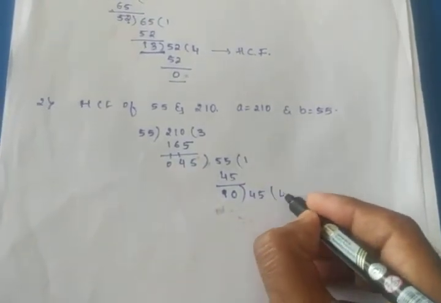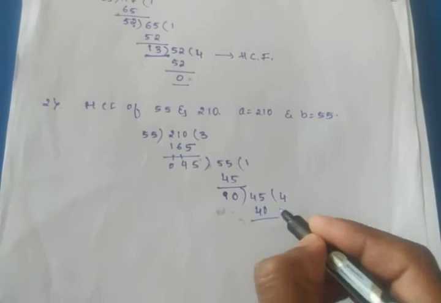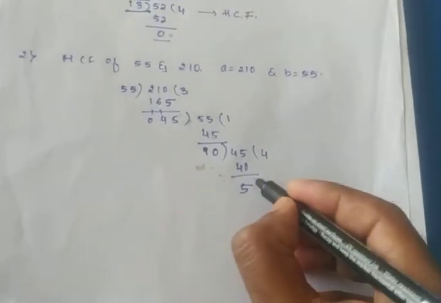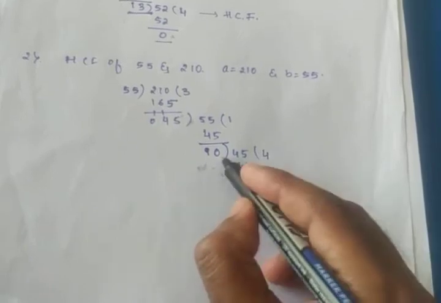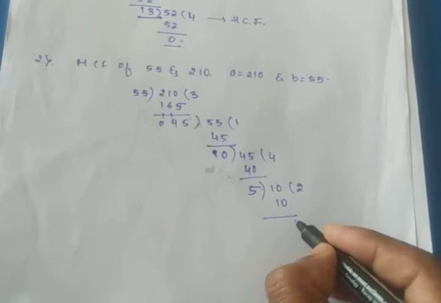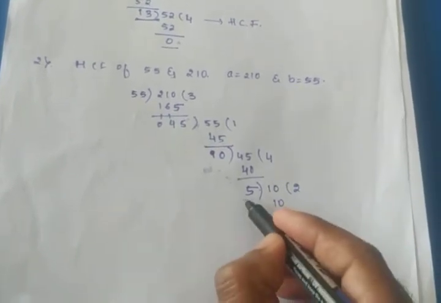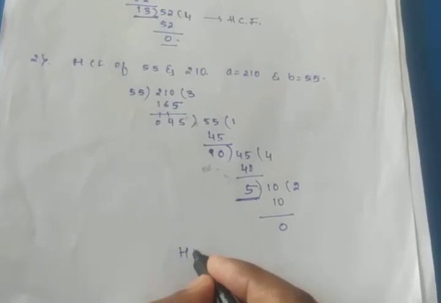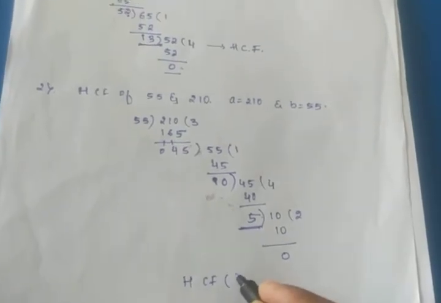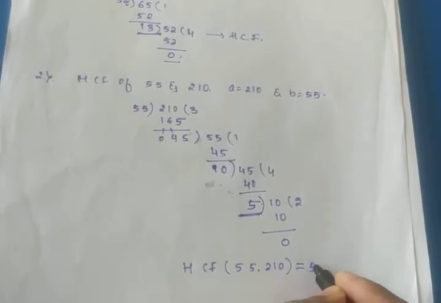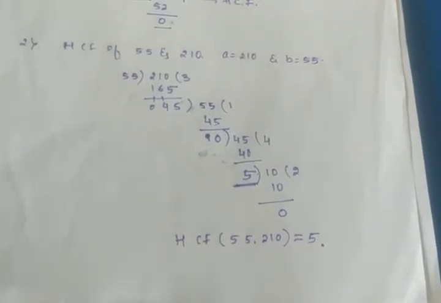10 fours are 40, so now the remainder is 5. Again this is the divisor and this is the dividend. 5 twos are 10, so the remainder is 0. As I said, the last divisor is your highest common factor, so the HCF of 55 and 210 is 5.